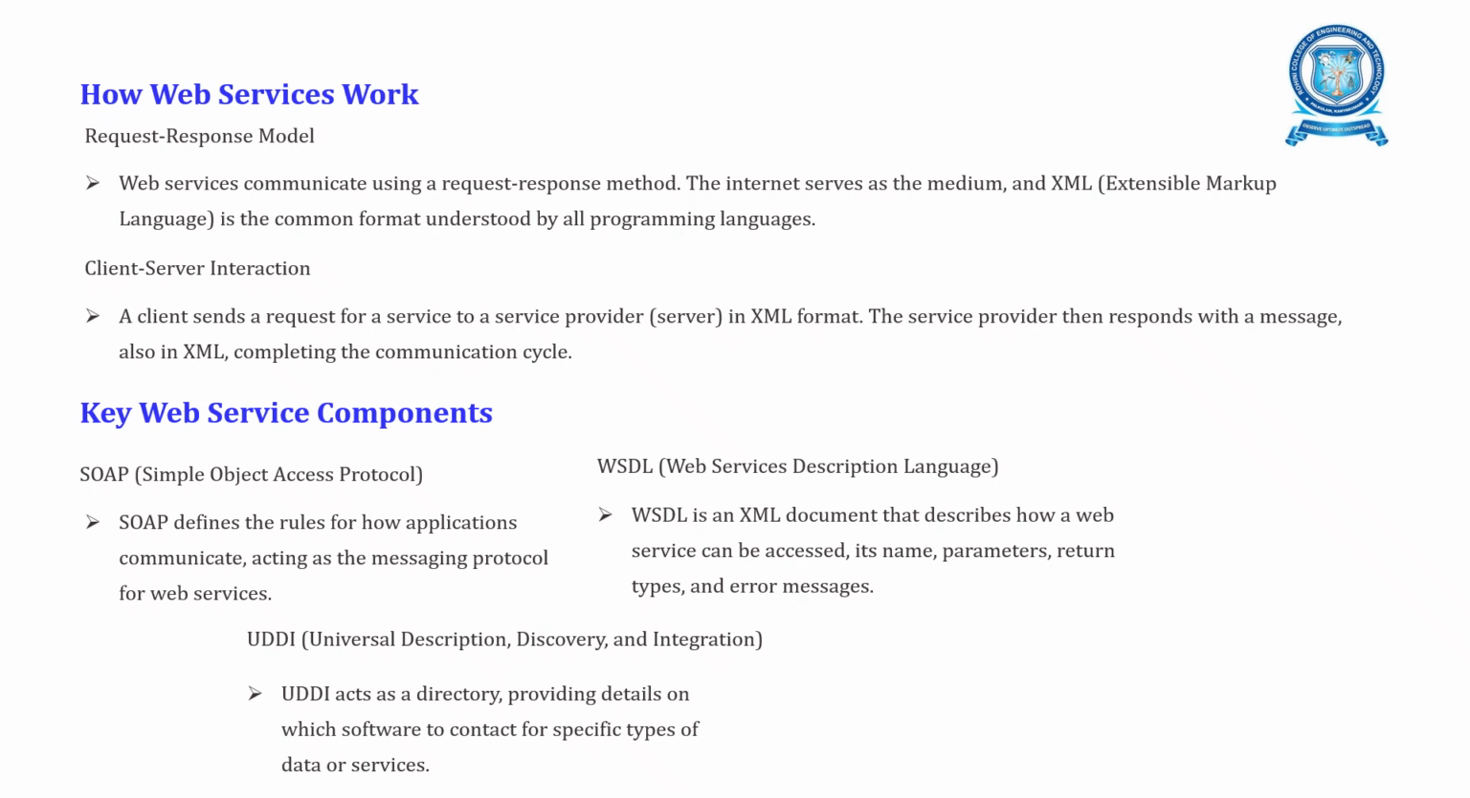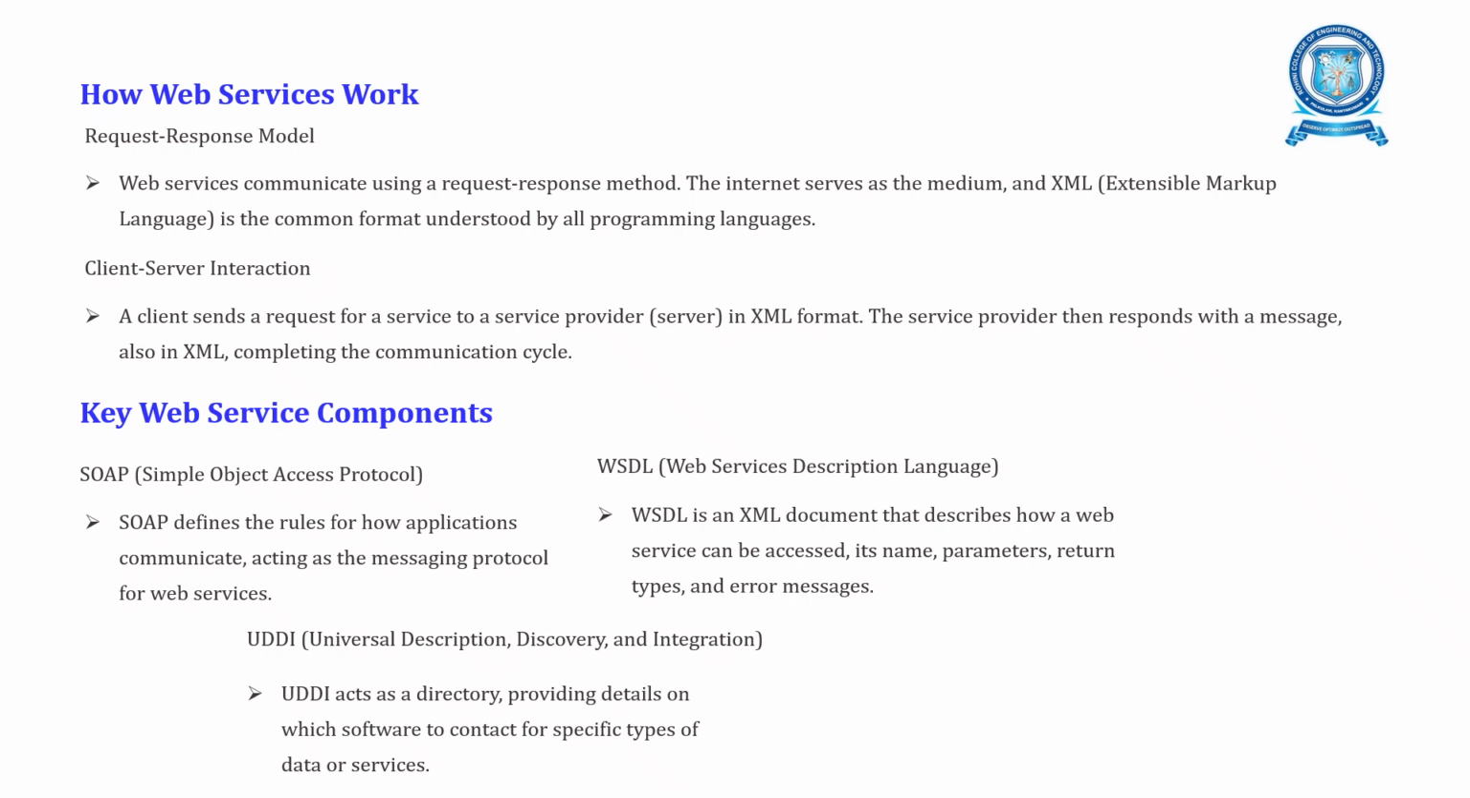How do web services work? The request and response model. Services communicate using a request-response model. The internet is the medium and XML is the common format understood by all programming languages. In client-server interactions, a client sends a request for the service to the service provider in XML format. The service provider then responds with a message also in XML, completing the communication cycle.